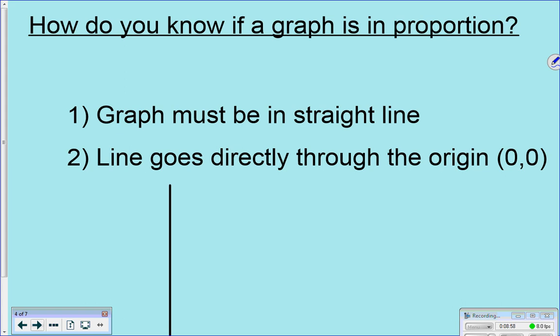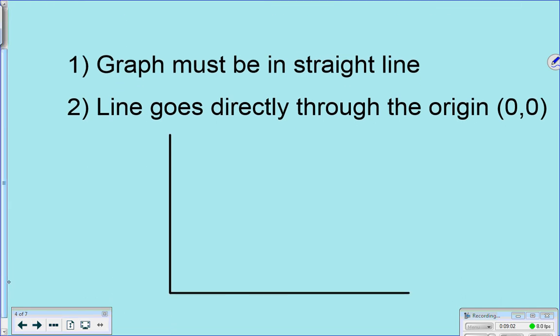So, if it goes to the origin, and it must be a straight line, you have to have both of these for it to be in proportion. That's why you have to use a ruler or something straight. Like the side of your planner, that's a nice straight edge. Something like this, that's nice. Piece of paper, that's nice.